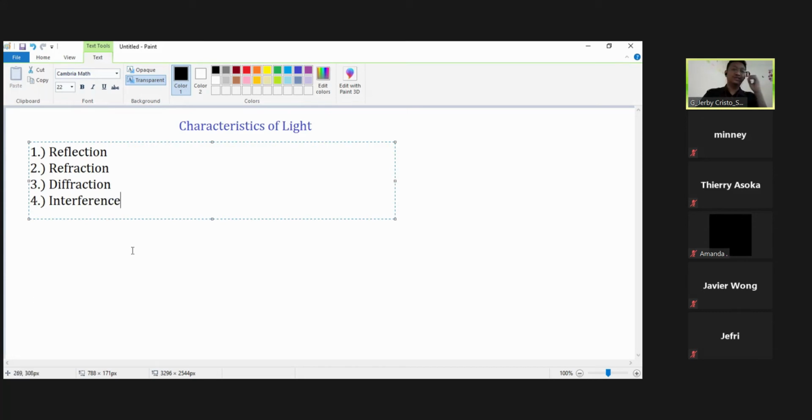So these are the four characteristics of light. You already know what reflection and refraction are. So diffraction is the ability of light waves to pass through slits or barriers. All right.